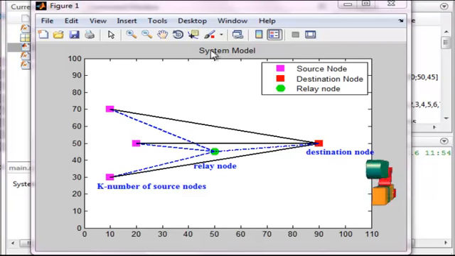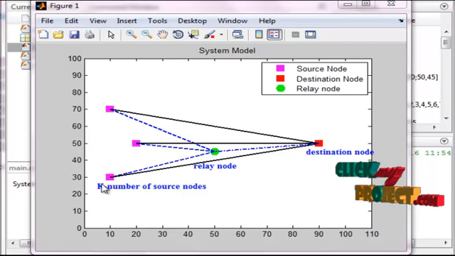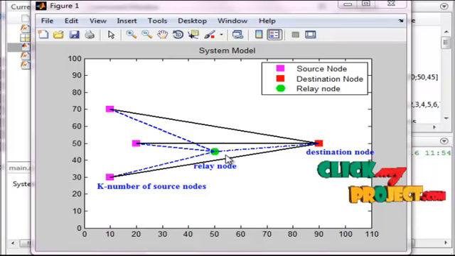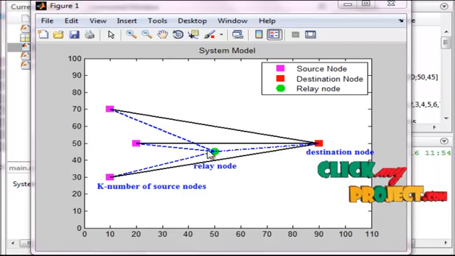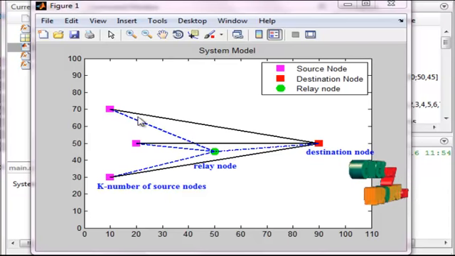So in the system model, the source nodes are displayed, and this is the relay node, and this one is the destination node. There is one destination node and a single relay node, and a number of source nodes are displayed.